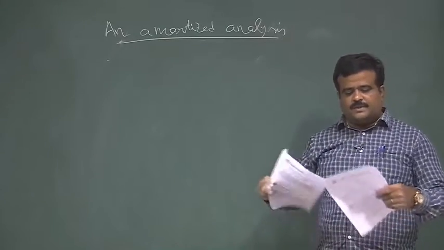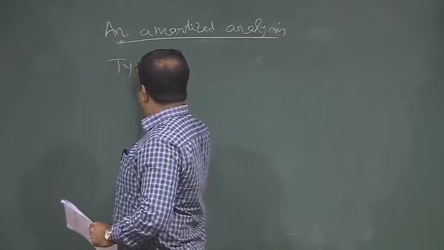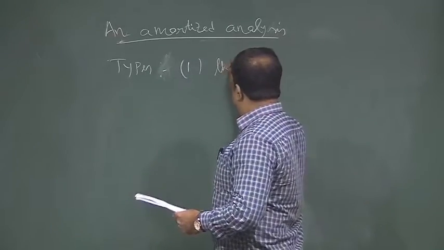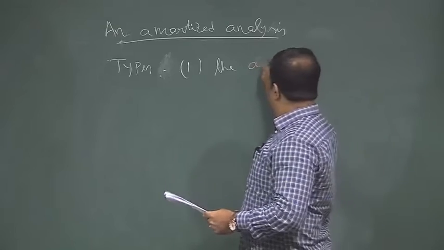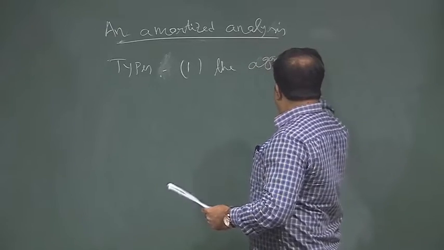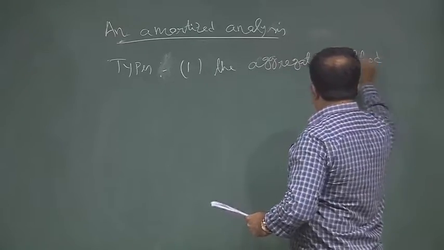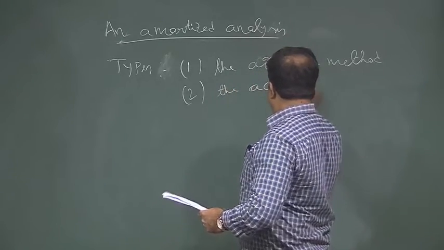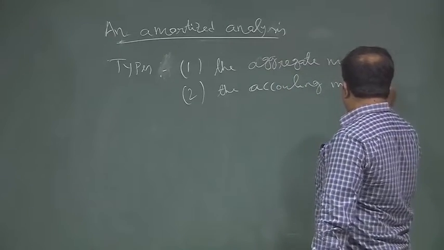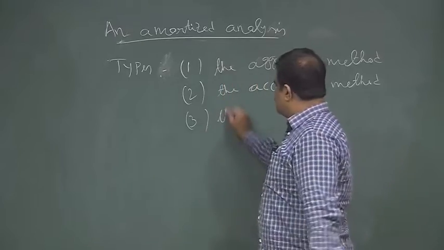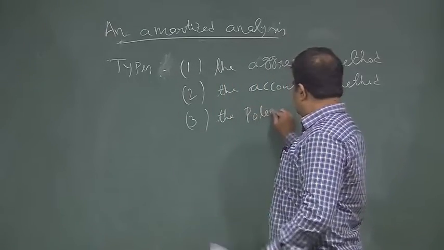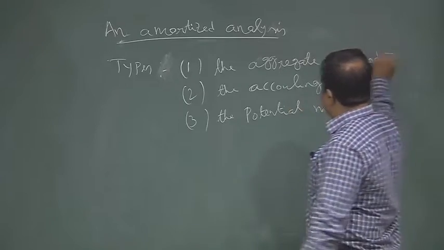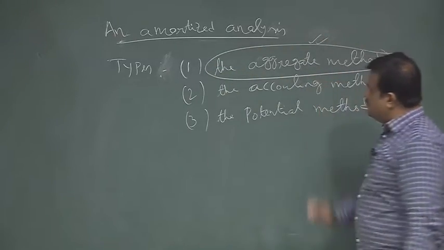There are three types of amortized analysis. One is the aggregate method, which we have just discussed, the second one is the accounting method, and the third one is the potential method. The analysis we have discussed for our dynamic table is the method of aggregation.